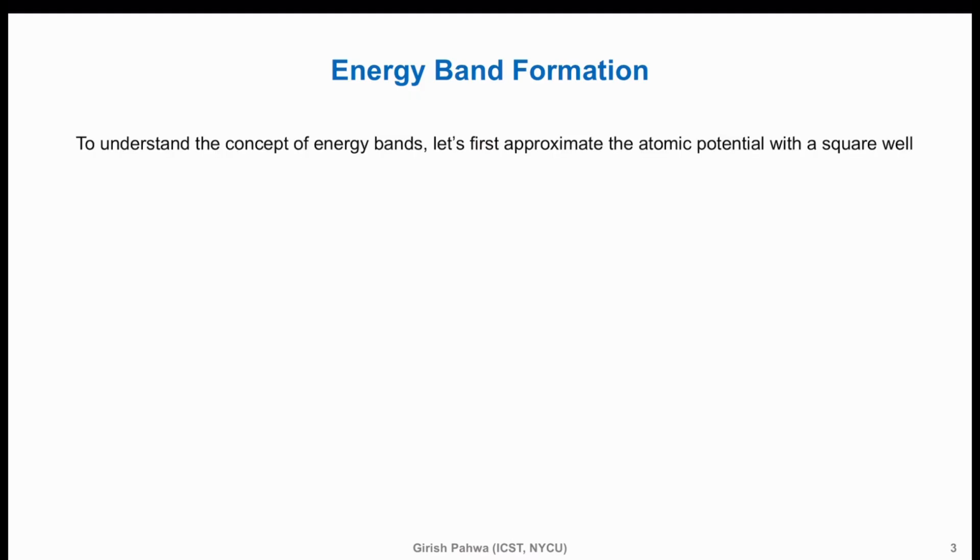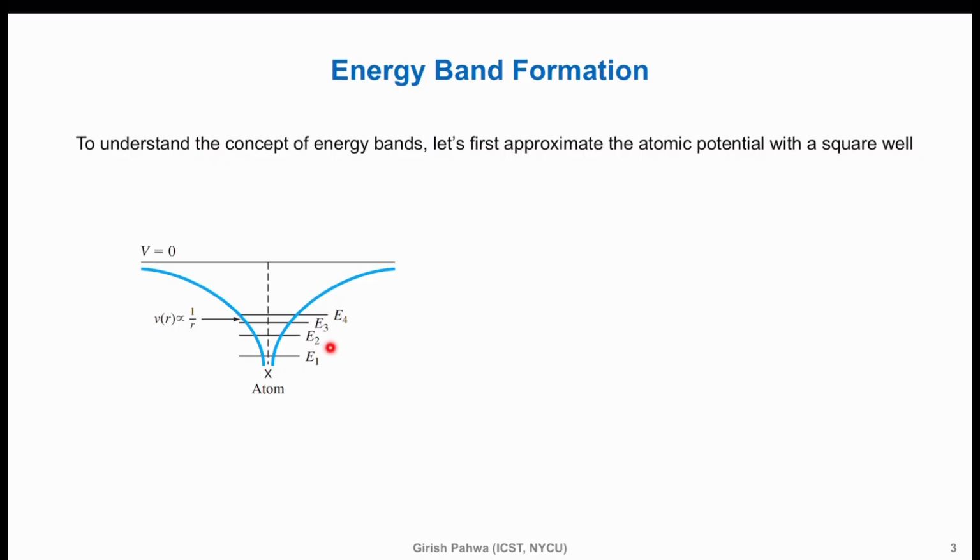To understand the concept of energy band, we will have to make some approximations. So what I'm going to do, I have this kind of a potential due to one atom, right? And you know that atom will have energy levels, right? E1, E2, E3, E4. So this is the ground state and first excited state, second excited state, and so on.